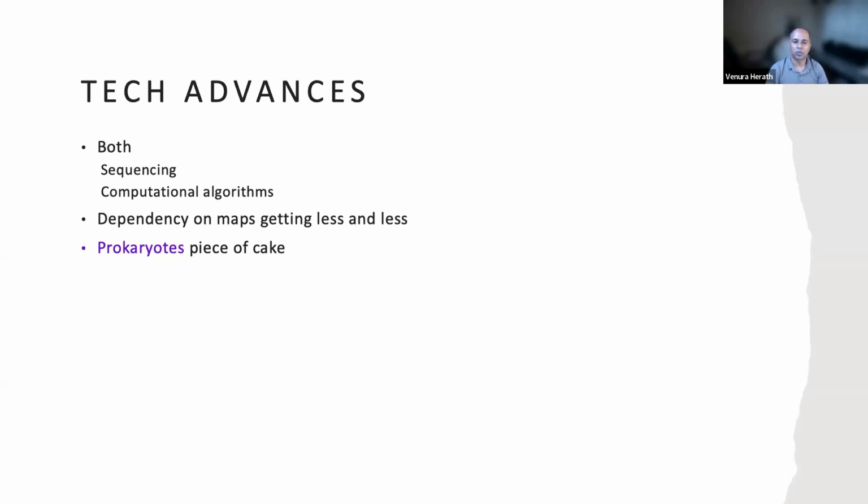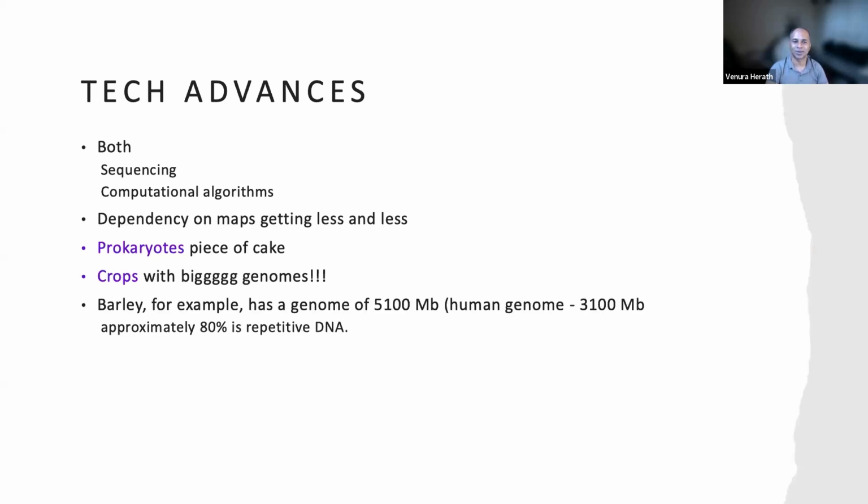But if you work with crops, especially barley and bread wheat, which we are going to discuss in a bit, they have huge genomes. When it comes to huge genomes, it's not a easy process. It's going to be very difficult, because if you take barley as an example, it has a genome of 5,100 megabases. If you compare it with your own genome, that is only 3,100 megabases. And of this 5,100, 80% is repetitive DNA. Can you imagine, only 20% is non-repetitive DNA.